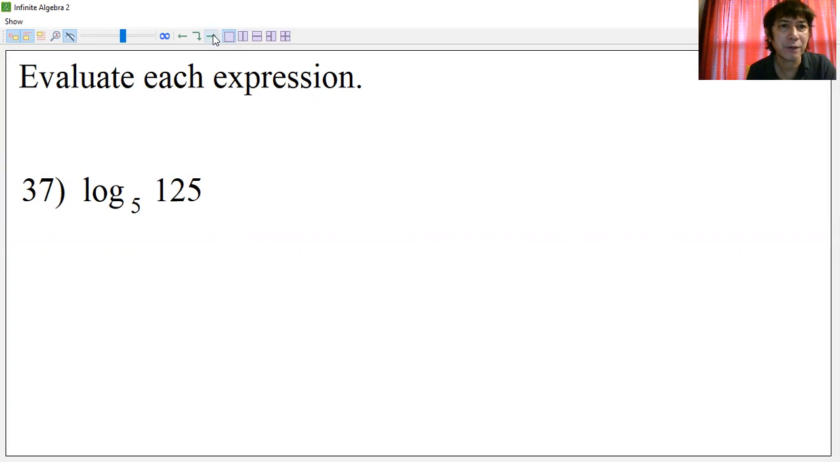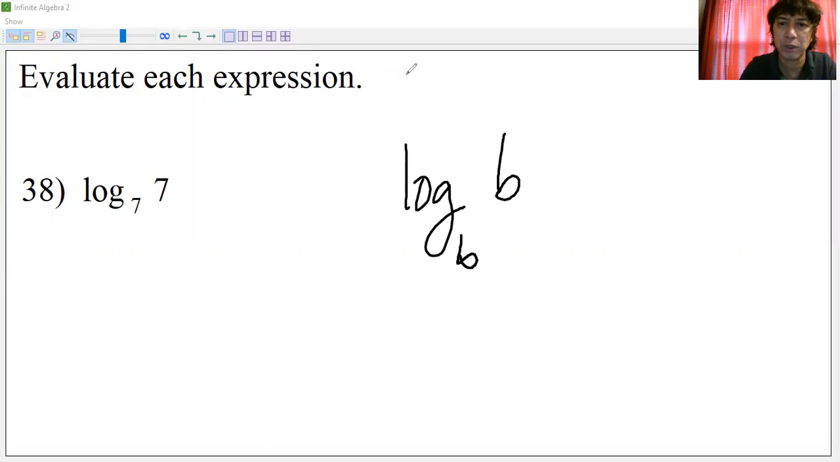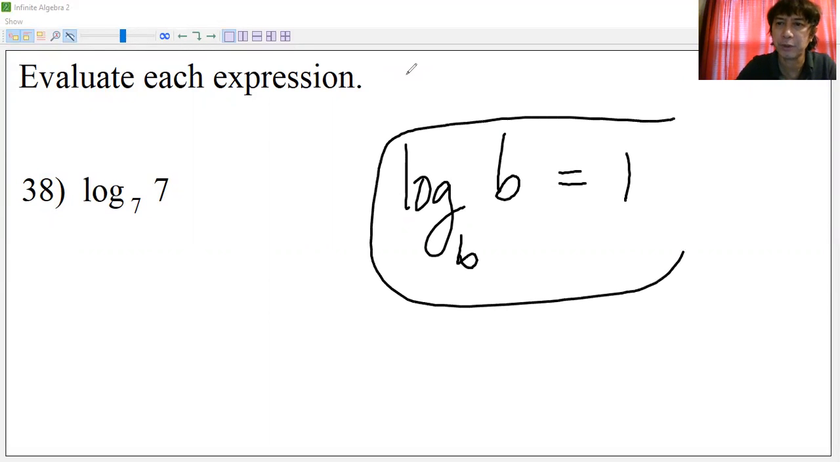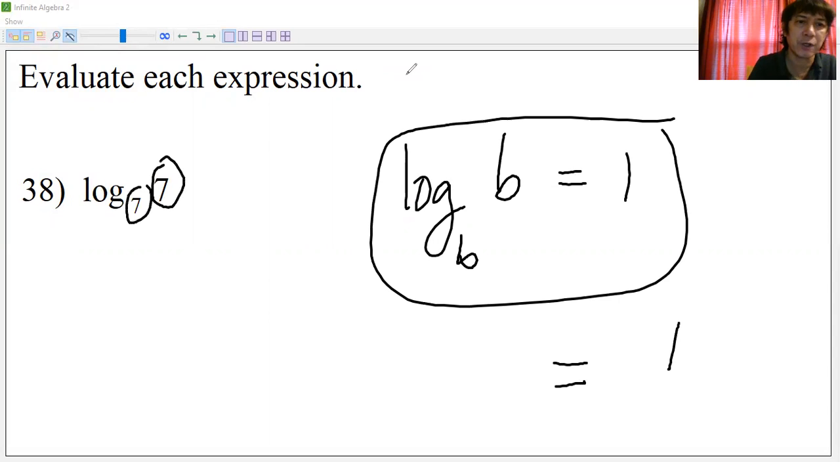Let's do 38. This is very simple. It's a 1, from the property: logarithm of the number b to the base b is 1. This is the property you have to remember. So the answer here is just 1. Looking at these numbers, they're the same, so the answer there is 1. We can verify the answer there. It's 1. You can see the red number 1. Let's continue with the last two numbers.